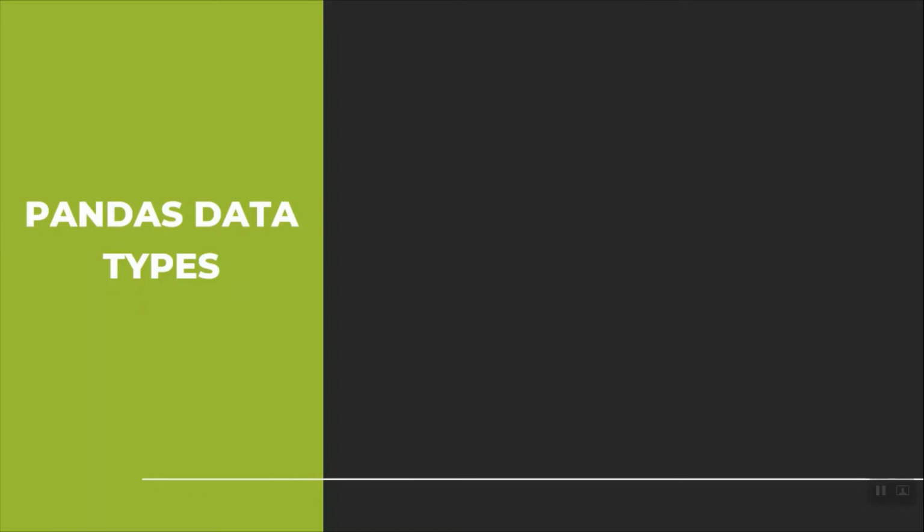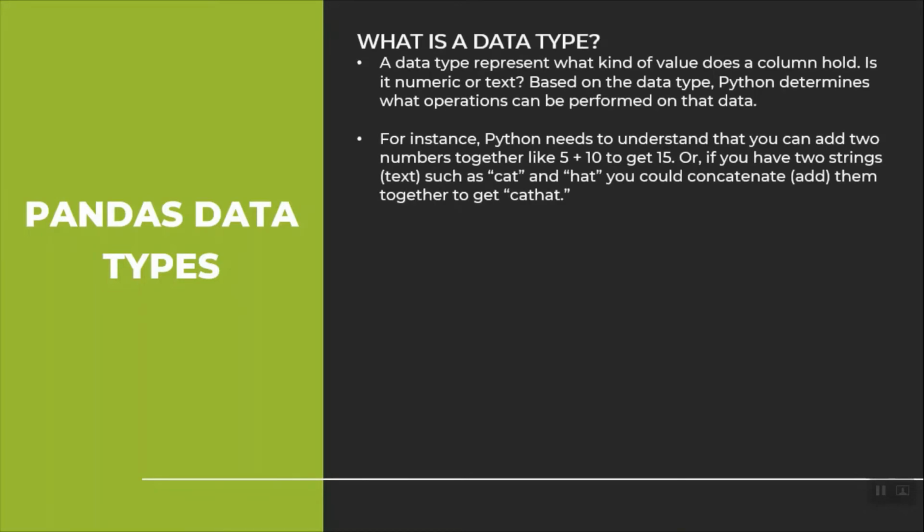What is a data type in Python? A data type represents what kind of value a column holds. Is it a numeric or a text value? Based on the data type, Python determines what operations can be performed on that data. For instance, Python needs to understand that you can add two numbers together like 5 plus 10 to get 15. Or if you have two strings or text such as cat and hat, you could concatenate them together to get cathat.